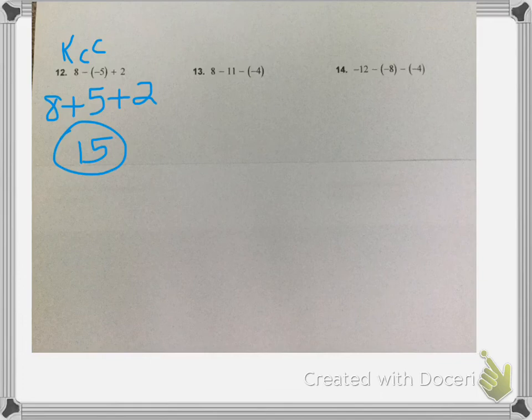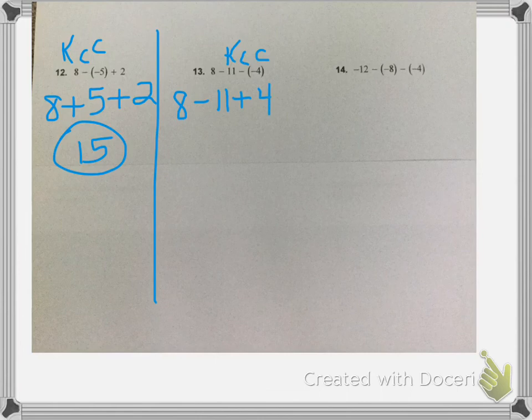Okay, looking at number 13, we have 8 minus 11. Don't have to worry about that. Okay, and then we have minus negative 4. So we're going to keep here, and we're going to change our subtraction to addition and change our negative 4 to a positive 4. Only when we have that double negative, we're going to get rid of it. So we're going to keep 8 minus 11, change my subtraction to addition, change my negative 4 to a positive 4.